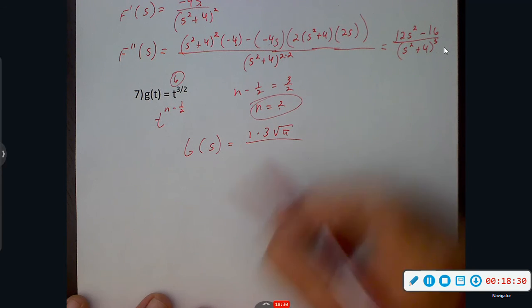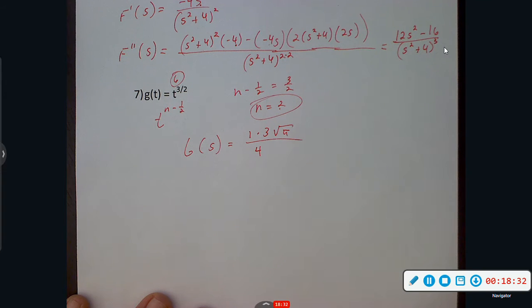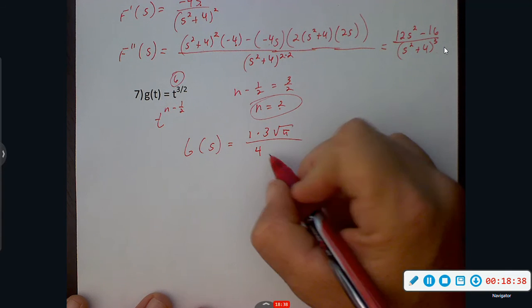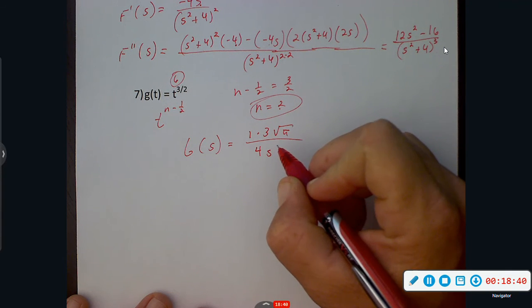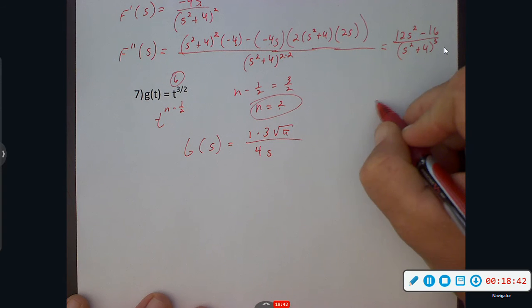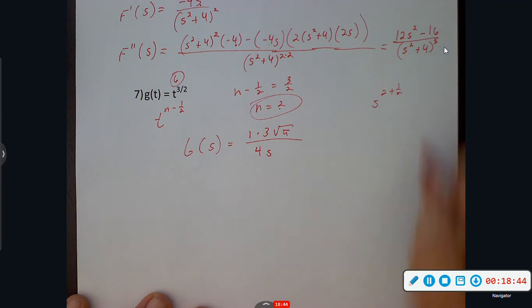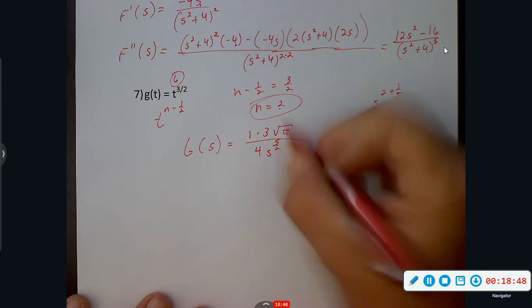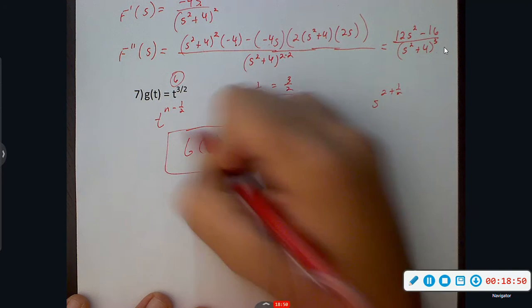2 to the n, n is 2, so it's going to be 4. s to the n plus 1/2. So 2 plus 1/2 is 5 halves, right? So 4 halves plus 1. And there's your golden answer.